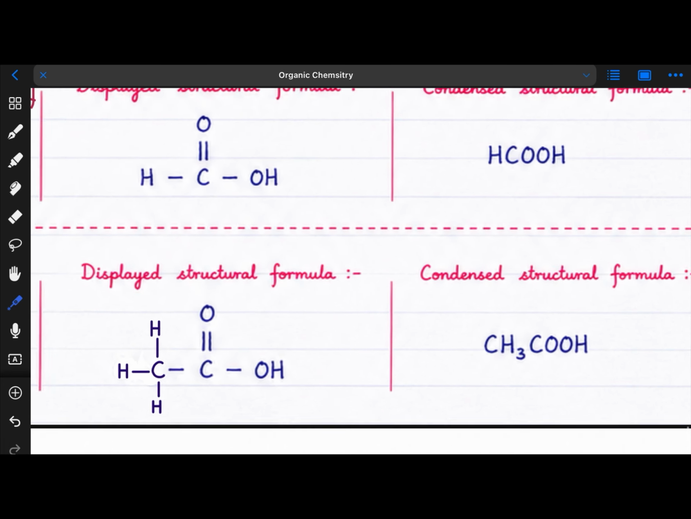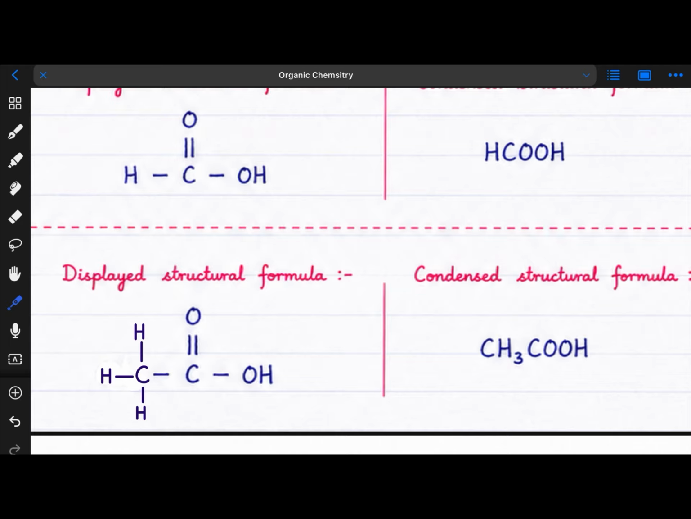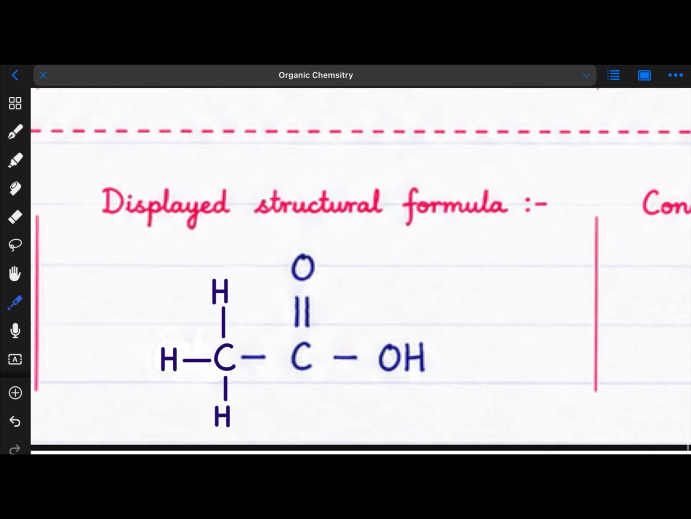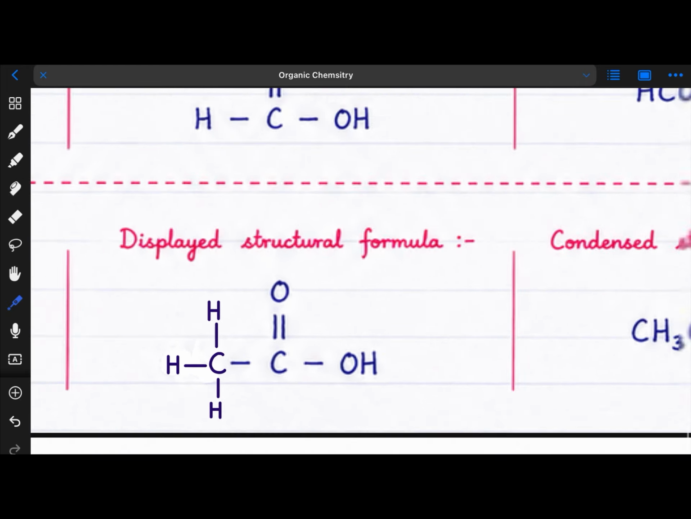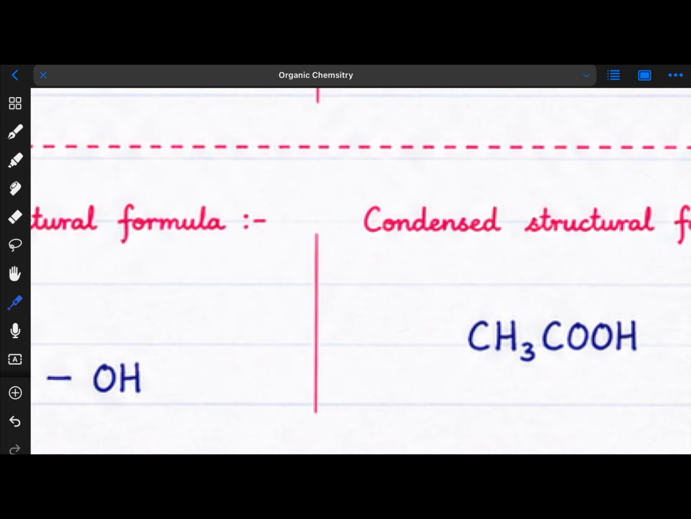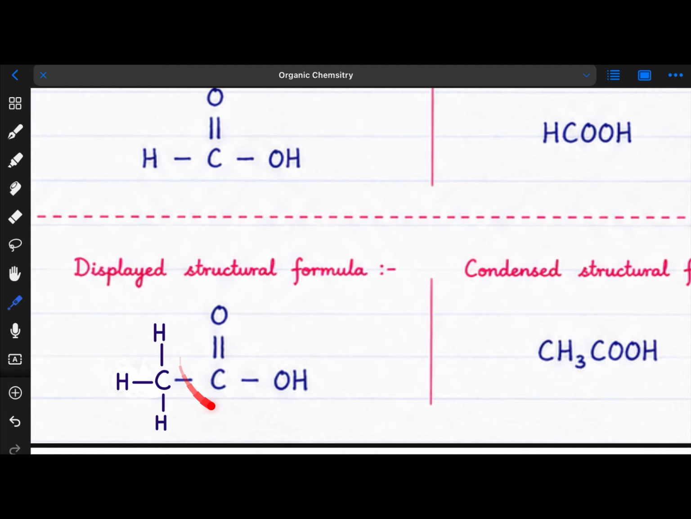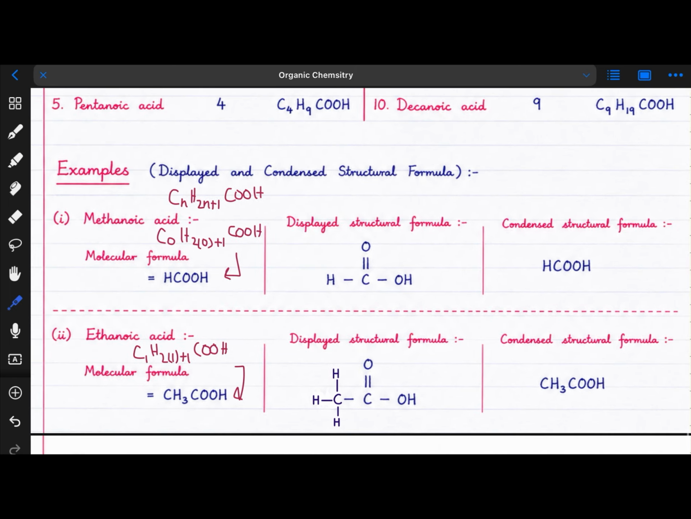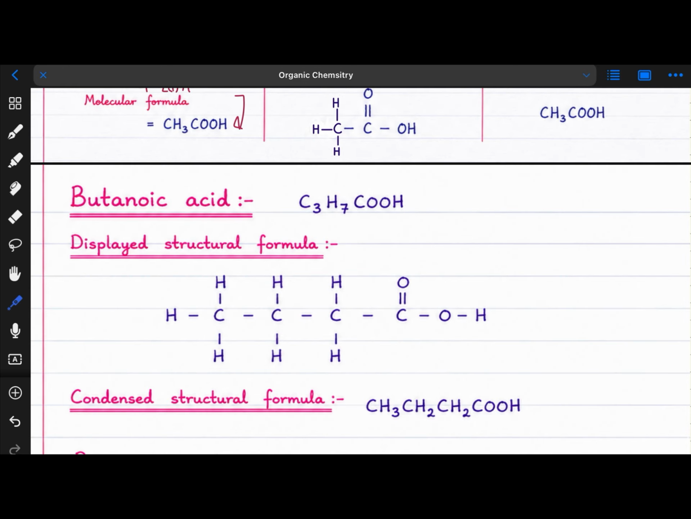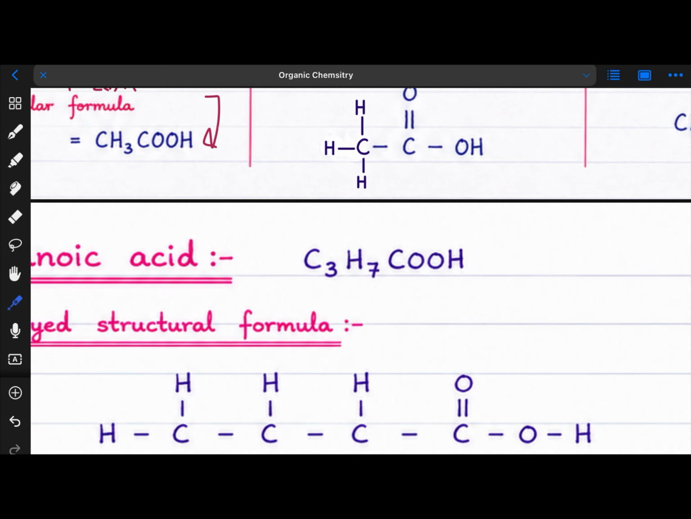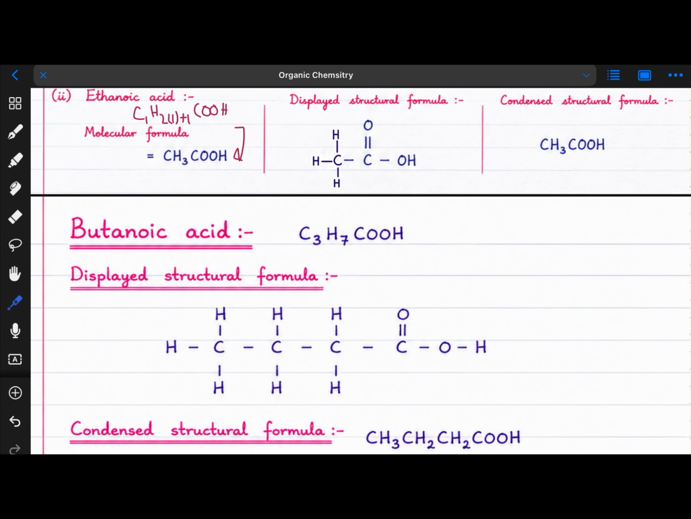Now to write down the condensed structural formula, we're just going to separate both of these carbon atoms. Here CH3 is written at the left side, so we're going to write CH3, and then write down your carboxyl group as it is, as COOH. And this is how we have written the condensed structural formula of ethanoic acid. The same thing is going to happen with butanoic acid. The molecular formula of it is C3H7COOH, and the displayed structural formula is like this.